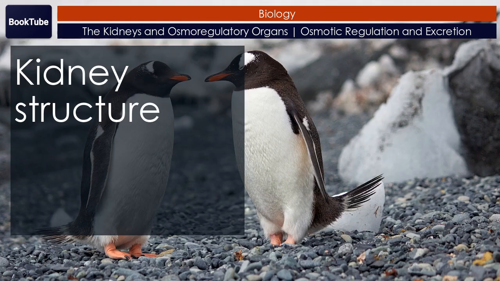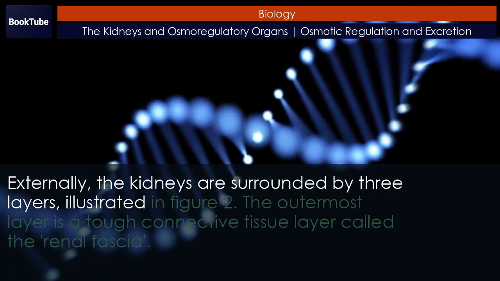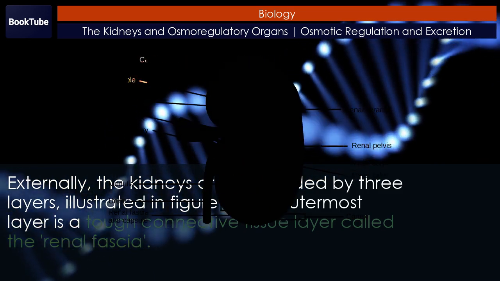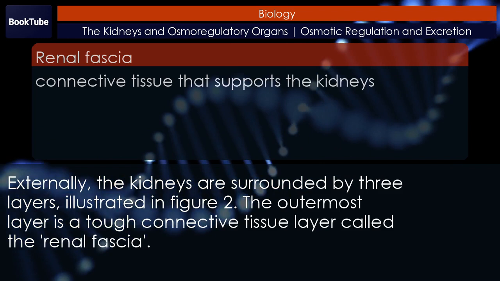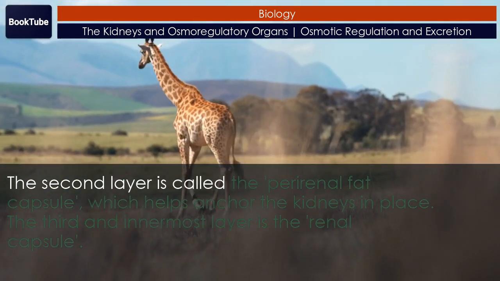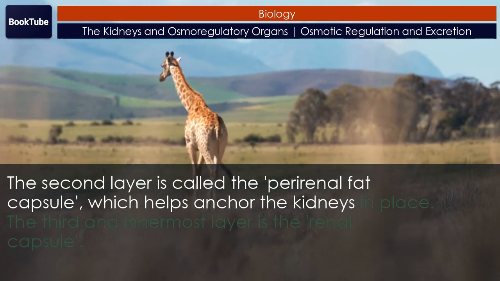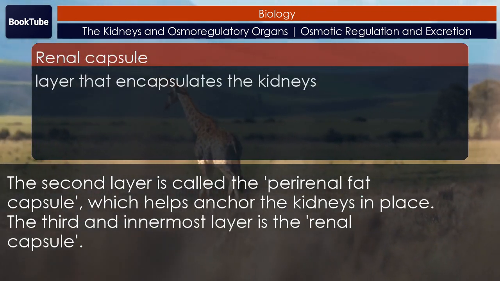Kidney structure. Externally, the kidneys are surrounded by 3 layers. Illustrated in Figure 2, the outermost layer is a tough connective tissue layer called the renal fascia. The second layer is called the pararenal fat capsule, which helps anchor the kidneys in place. The third and innermost layer is the renal capsule.